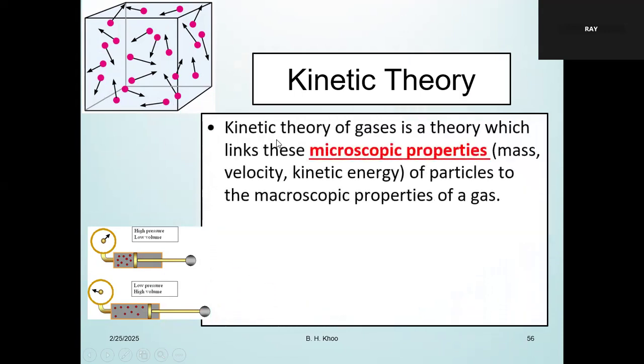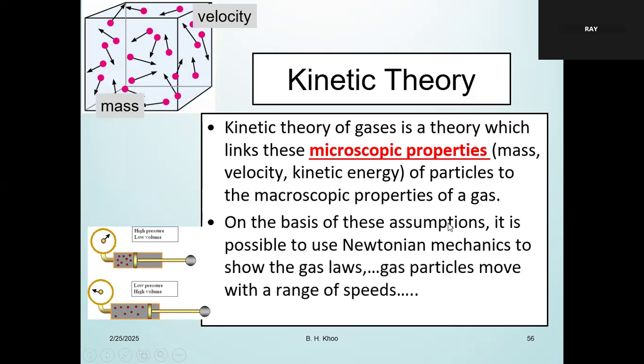Right? So we are, of course, interested to know more about that. So we come with kinetic theory. Kinetic theory of gases is a theory which links microscopic properties, for example the particles inside the container having mass and velocity, and then relates them to macroscopic properties of gas. On the basis of this assumption, it is possible to use Newtonian mechanics to show the gas laws. Gas particles move with a range of speeds. It tries to explain to us why Boyle's law, why pressure law.